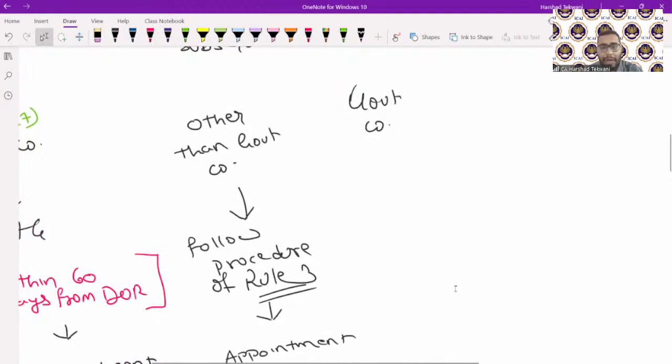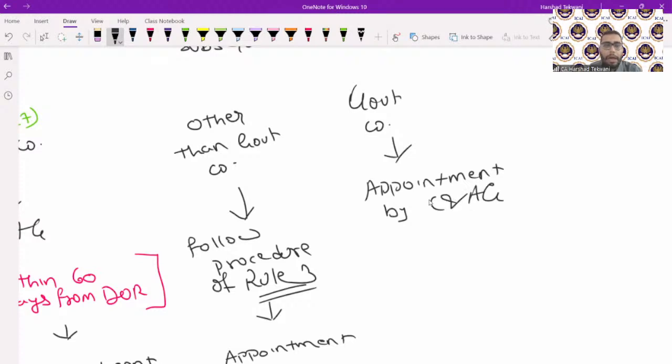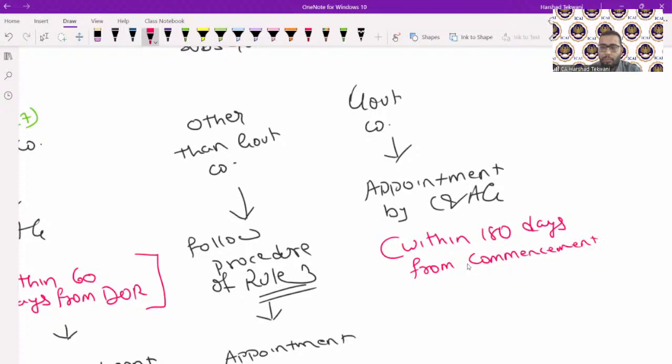Now that was for companies other than a government company. In case of a government company, what is the procedure? In case of a government company, the appointment is done by the CAG. The CAG will appoint within 180 days from the commencement of the year, and he will hold office till the conclusion of the AGM.